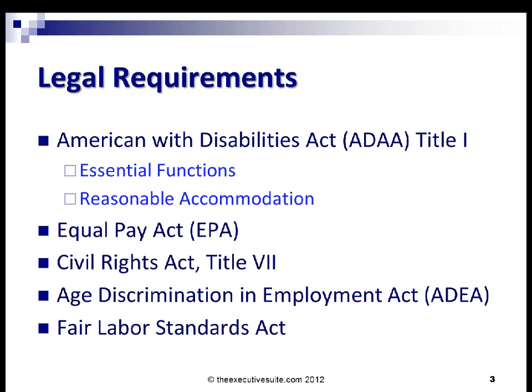The ADEA, since 1967, has been enforced to prohibit employment discrimination against persons 40 years of age or older. That's right, 40 years of age or older. And the Fair Labor Standards Act, or FLSA, has an assumption that all positions are hourly and are entitled to overtime compensation. An FLSA test must be performed for all positions to determine if a position is exempt from the hourly and overtime provisions of the Act. I know it's a mouthful, but you need to know them.